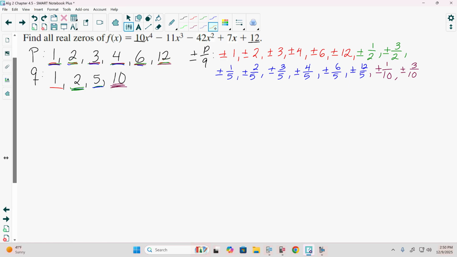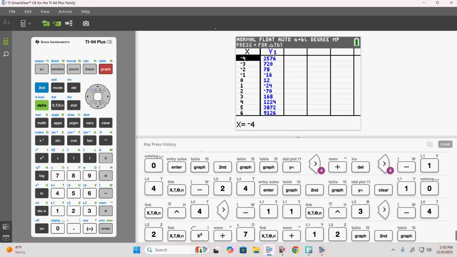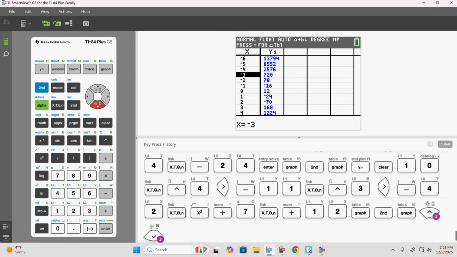Now we got to figure out which of these values work, yes? Which ones do we know that do not work for sure? When we look at these here, 1, 2, 3, 4, 6, 12, positive and negative values. Wait a minute. 1, 2, 3, 4, 6, 12. None of those have a y value of 0, so those aren't going to work.